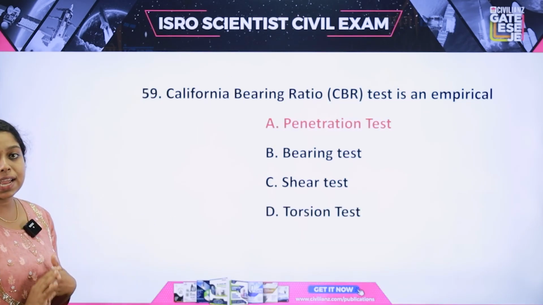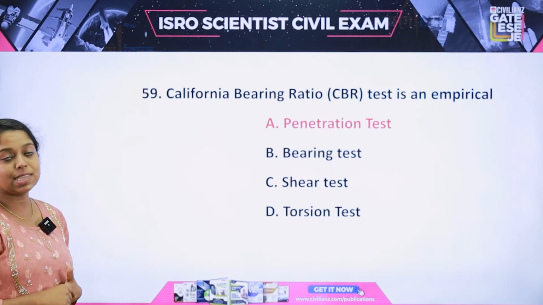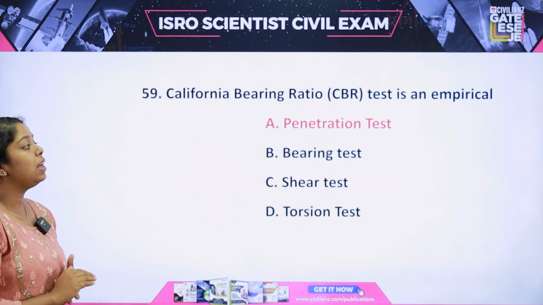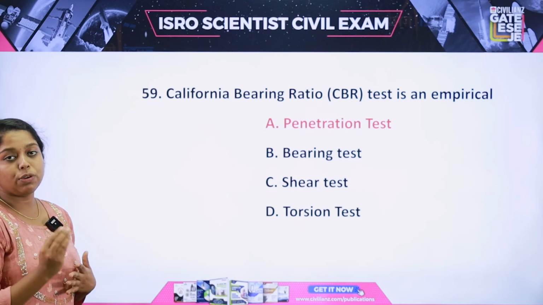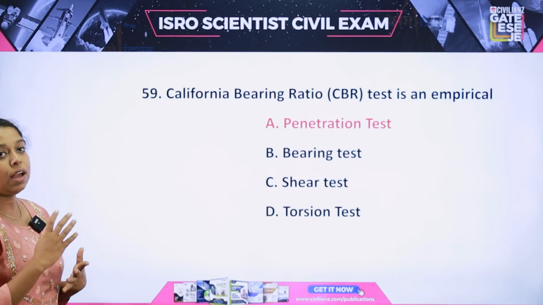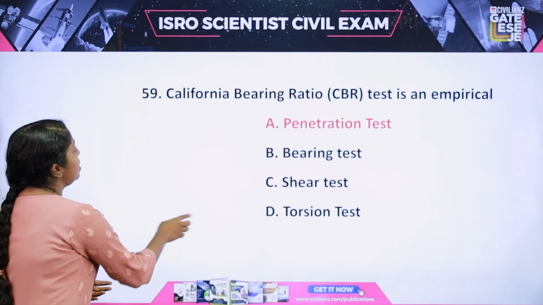Moving on to the 59th question. The California Bearing Ratio Test, that is CBR test, is an empirical... We know that CBR test is a penetration test. The 2.5 mm and 5 mm penetration values are the standard values and the strength is taken accordingly. So, option A is the right answer.